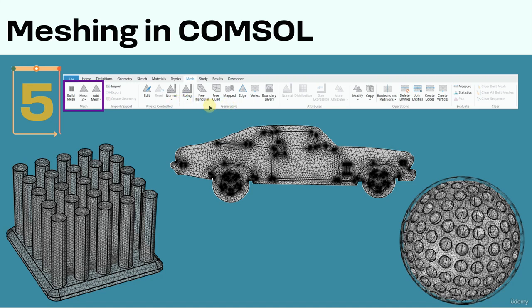You can select the element types in the generator section, where you can find free triangular element, free quad, map, edge, and different other operations. Here you can see some examples. The first one is the generation of mesh in the heat sink. The second one is a 2D car, and the third one is the three-dimensional golf ball. You will learn how to generate an efficient mesh in COMSOL Multiphysics in upcoming phases.